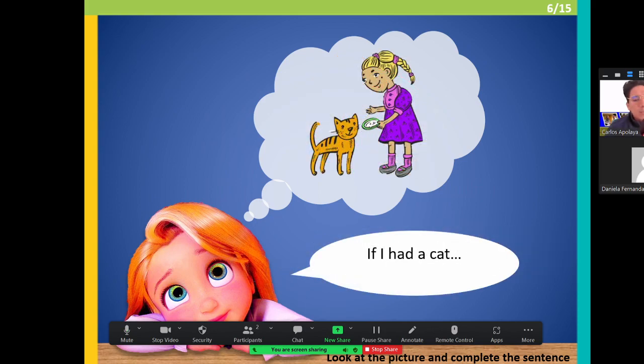If I had a cat. Si yo tuviese un gato. ¿Qué harías con tu gato si tuvieses un gato? I would play with him or with her, yes. Or I would feed it, lo alimentarías.